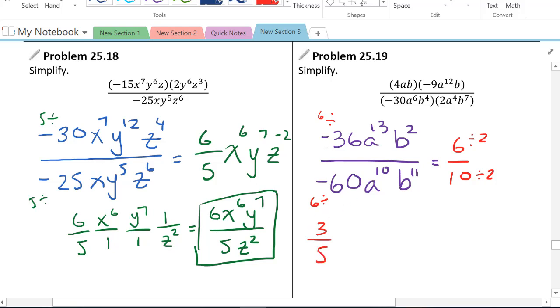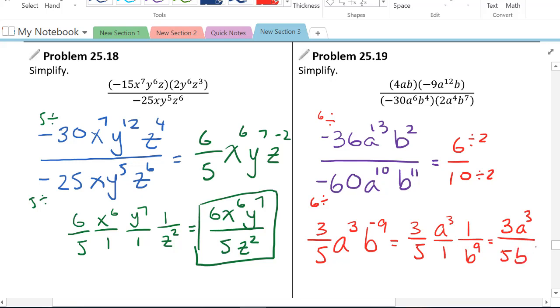Positive, right? Because negative turns into positive. Now do the a's. That's going to be a to the 13 minus 10. So that's a to the third. And then that's b to the 2 minus 11, which is b to the negative 9, sorry. That's 2 minus 11, so negative 9. Change everything into a fraction. That's 3 over 5, a to the third over 1, and then that's going to be 1 over b to the 9. Multiply straight across. So what's the answer? 3a cubed divided by 5b to the 9. There you go.